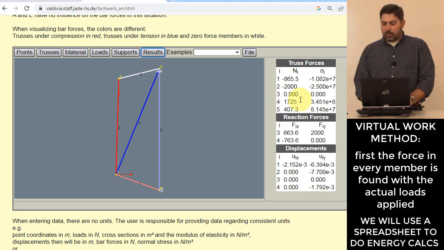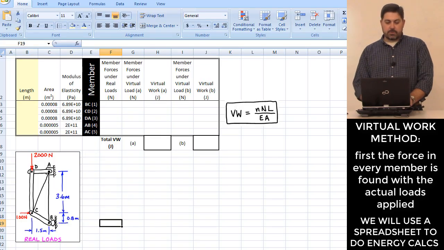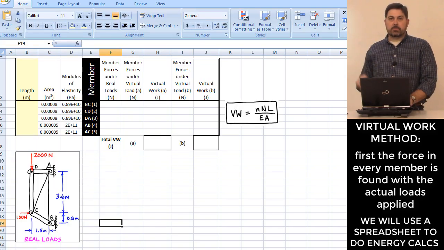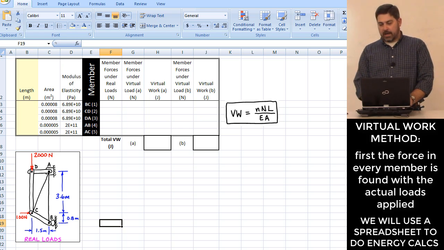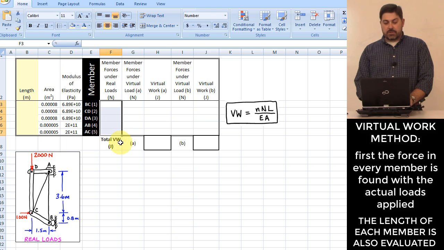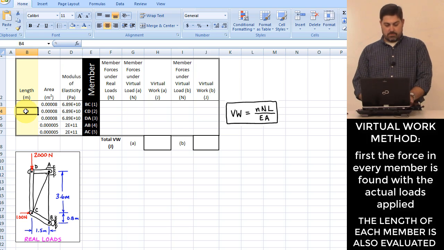All right, well, what do we do with these numbers? I'm going to go into the beginnings of a little spreadsheet right here. We're going to take those loads and put them in this column right here. Also, we need to evaluate the length of each of the members in the truss as well. Some of these are pretty obvious, like member CD. How long is member CD?